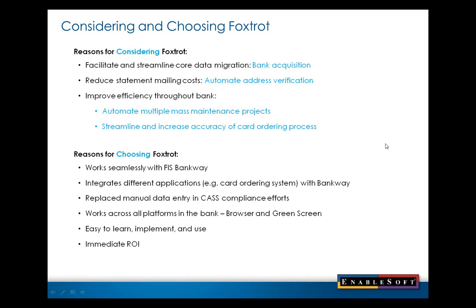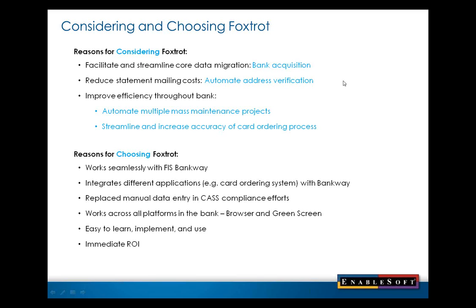We also looked at improving the cost of mailing out statements to our customers, and determined that if we could CASS certify the addresses, we could save a lot of money and time. So at that time, we purchased Foxtrot in-house and started running a script to update our mailing addresses.